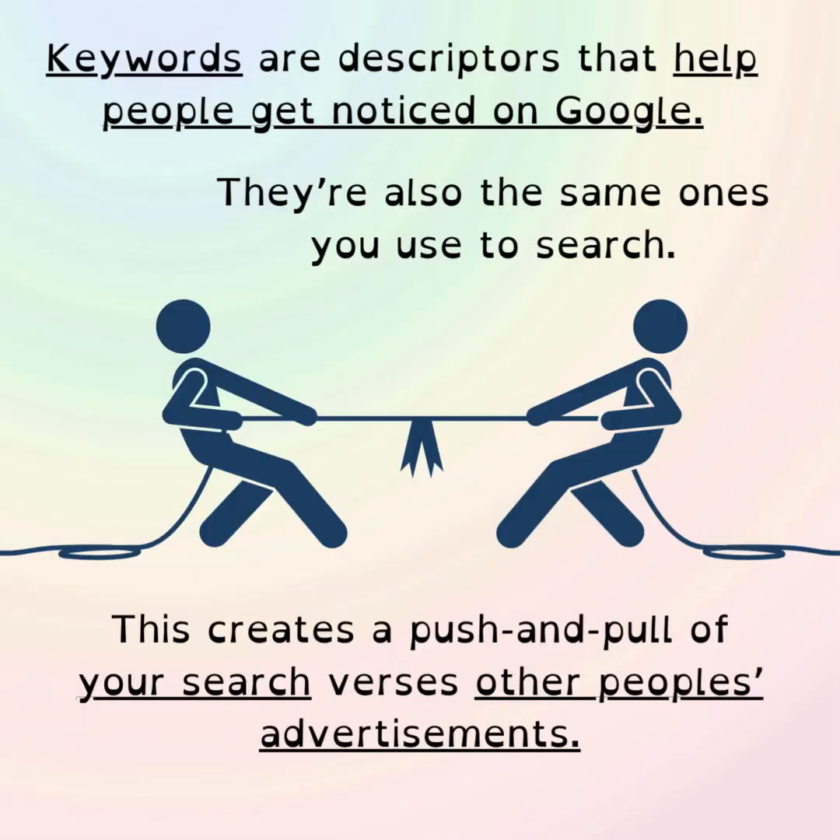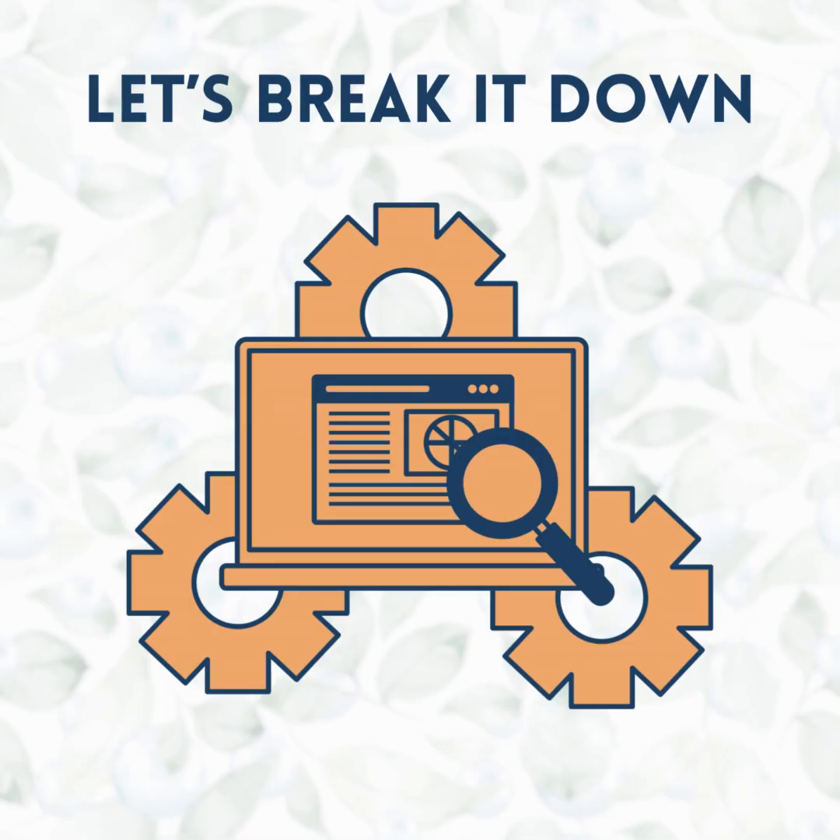Keywords are descriptors that help people get noticed on Google. They are also the same ones you use to search. This creates a push and pull of your search versus others' advertisements. Let's break it down.